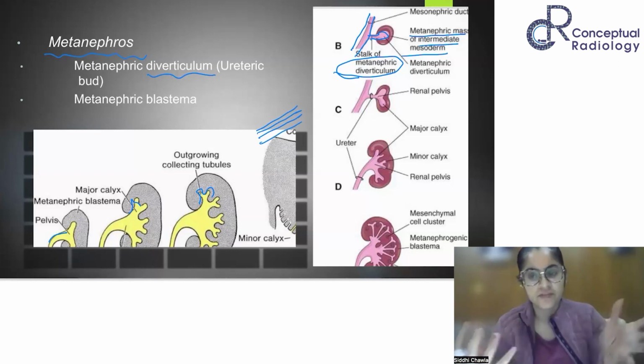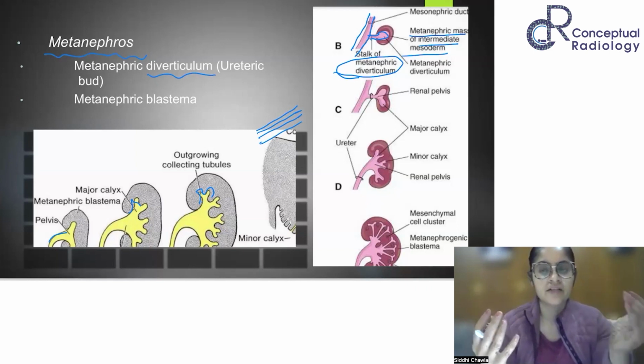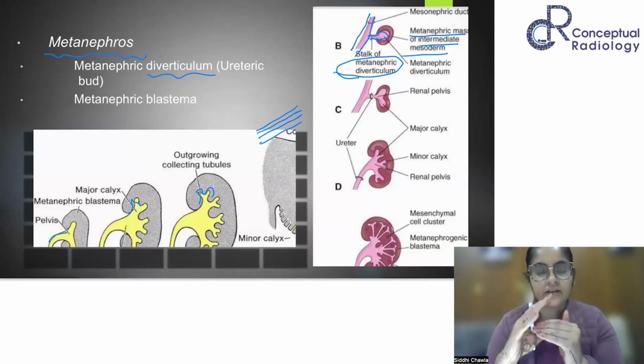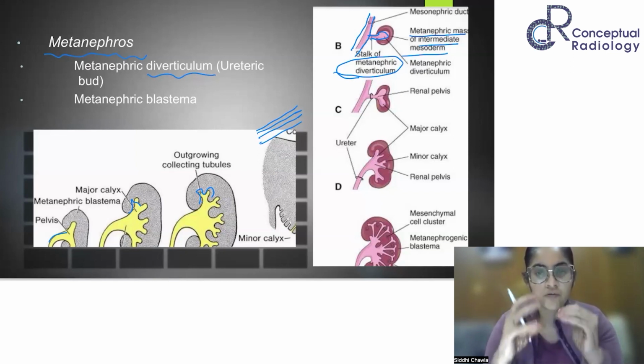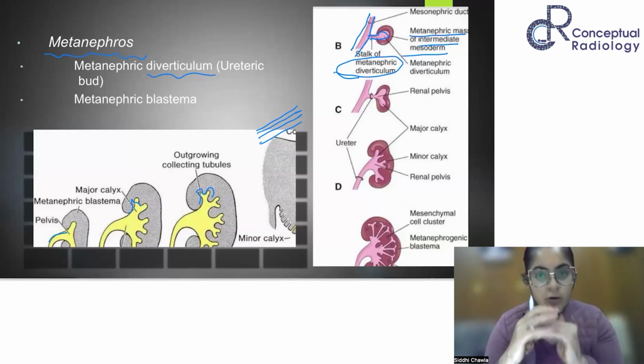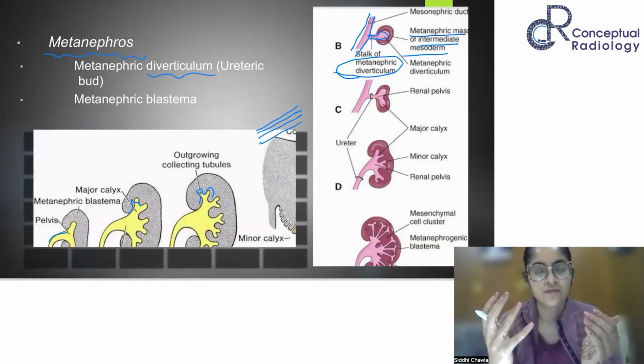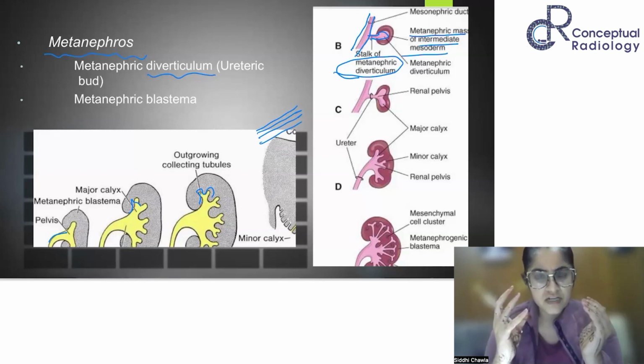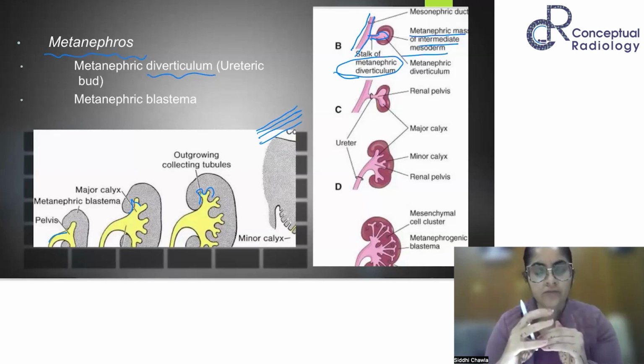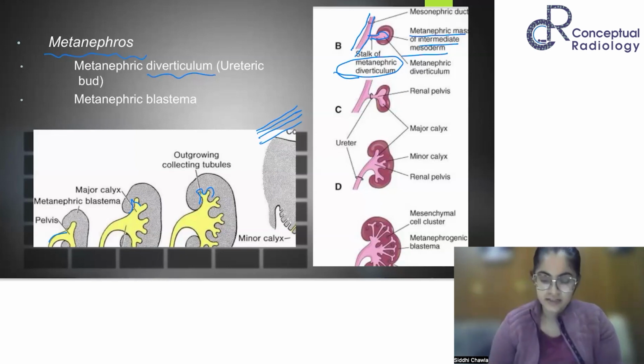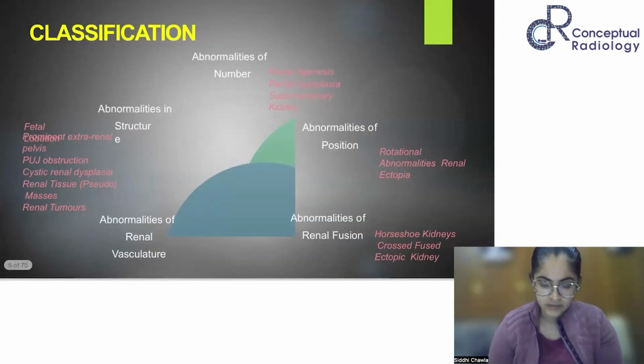If the metanephric diverticulum is not available, then what happens to the metanephric tissue that had to make the kidney? It will not form. Both of them have to come together to form a normal kidney. If either the metanephros or the mesonephros is pathological, a normal kidney will not form, and we will see how it affects our pathology.